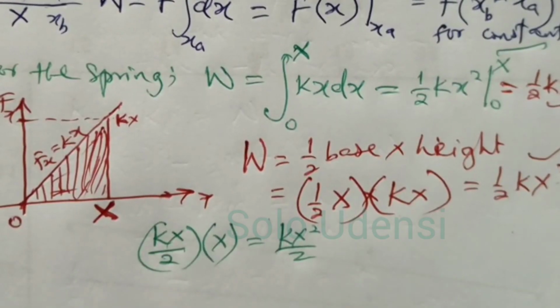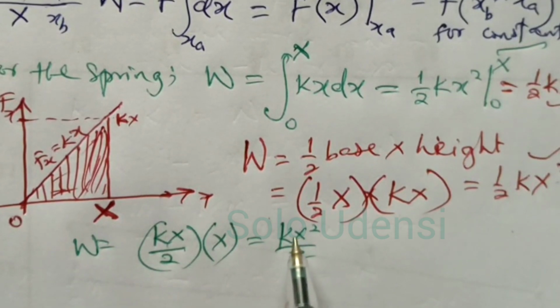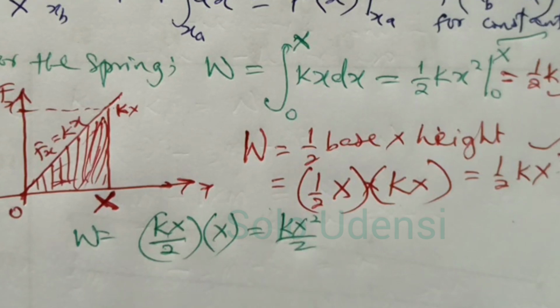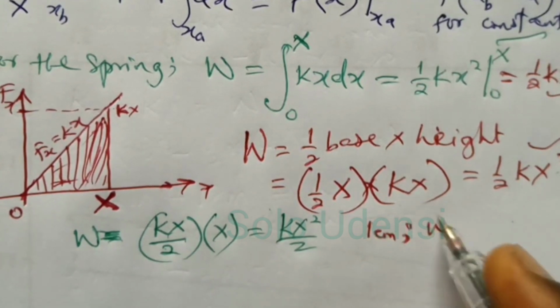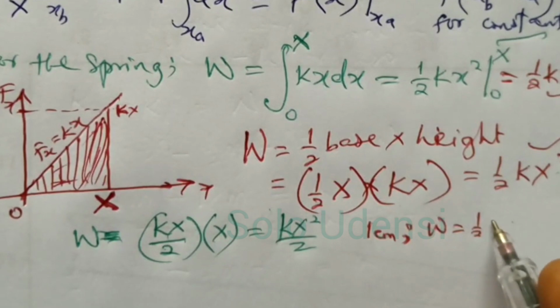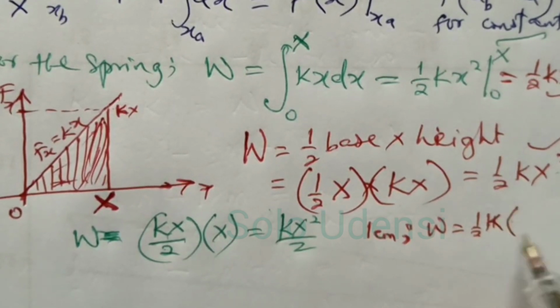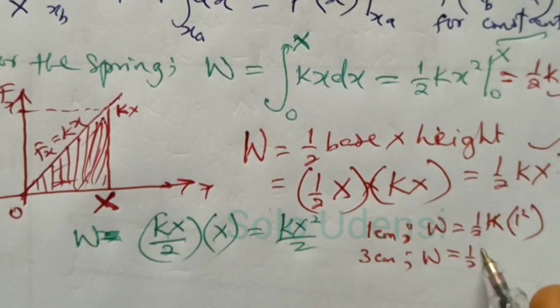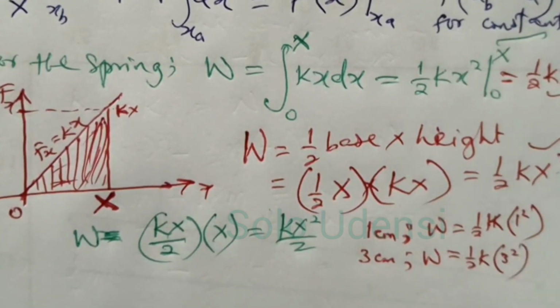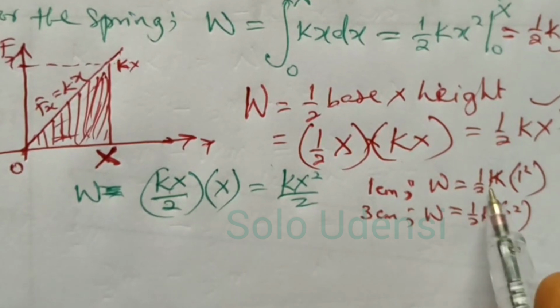You can also see that the work done, W, is proportional to the displacement squared. That means that if we stretch our segment by 1 cm, the work done will be 1 over 2 k 1 squared. And if we stretch it by, say, 3 cm, you will see that the work done will be 1 over 2k into 3 squared. So the work done will be 9 times when it is stretched by 1 cm.